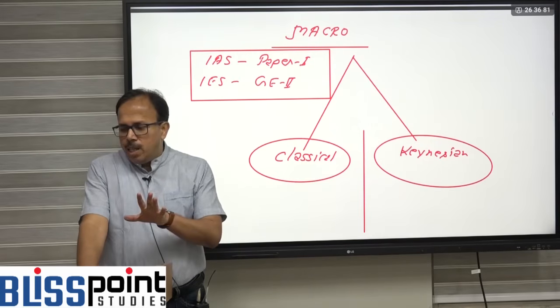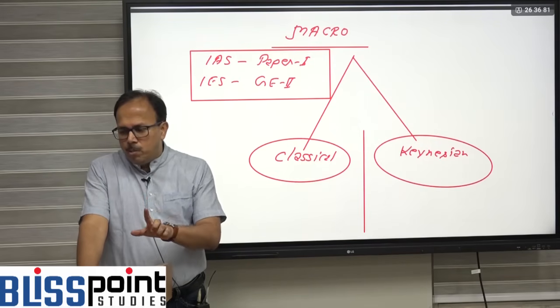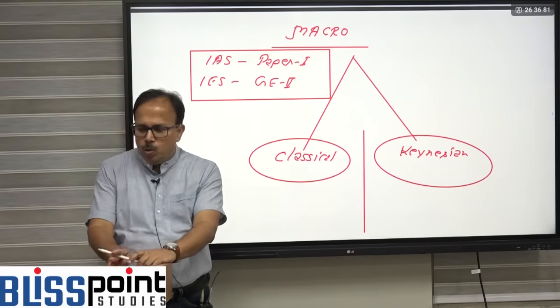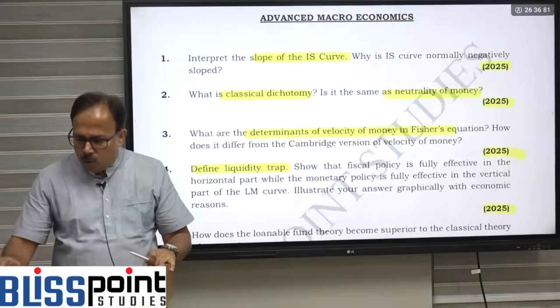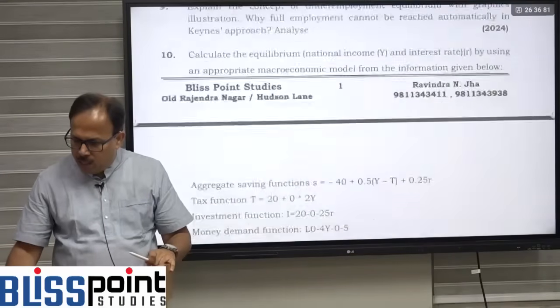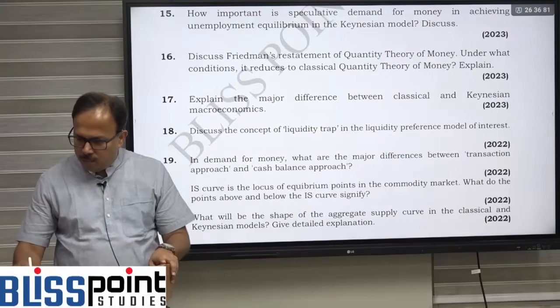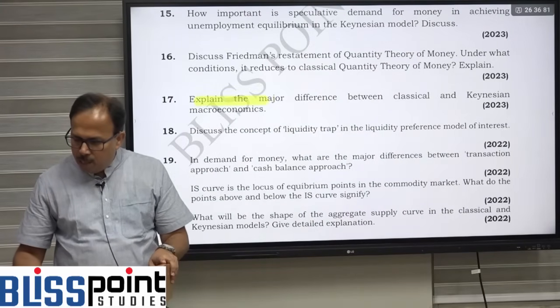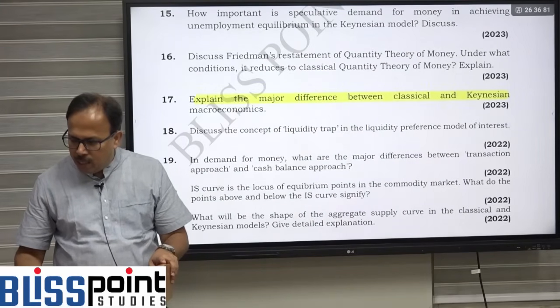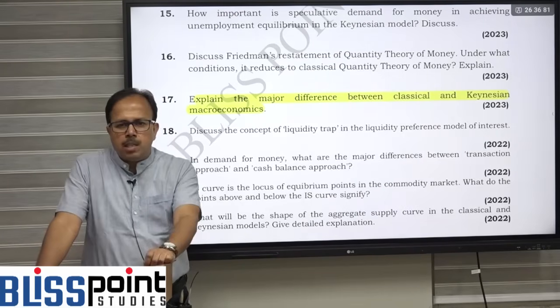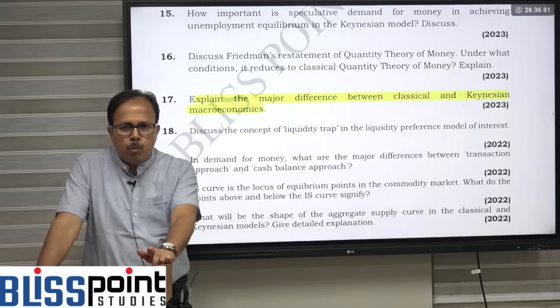So when we study the classical principle first, one question has been asked: what is the main difference between the classical and Keynesian? Like this type of question can be created. Question number 17. Explain the major difference between classical and Keynesian macroeconomics. Now this question is direct and it was asked as a compulsory question. For a 10 marker, what will you be writing?